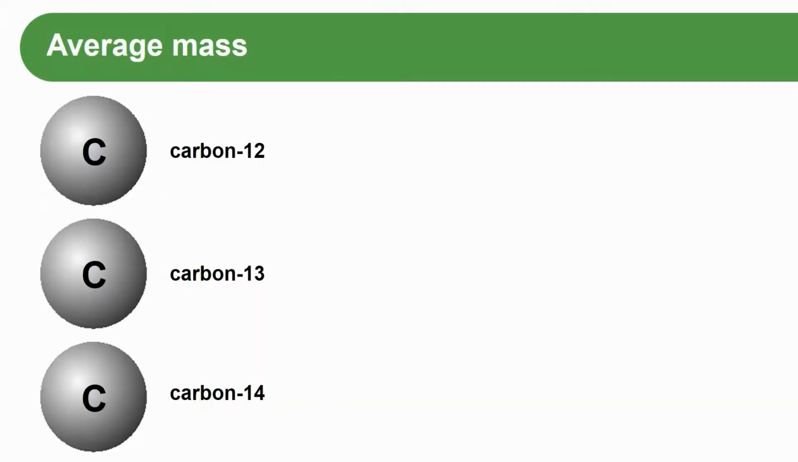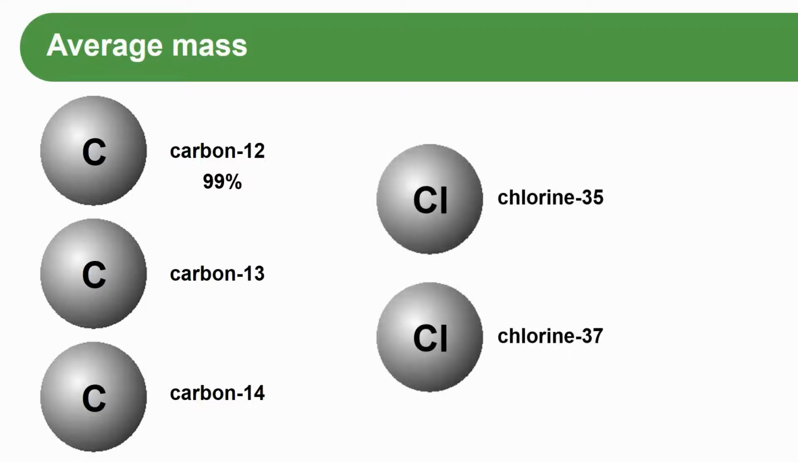Let's look at carbon again as an example. Carbon has 3 types of isotopes: carbon-12, carbon-13, and carbon-14. Because carbon-12 has a very high percentage, therefore the average mass of carbon is 12. But it is different for chlorine. Chlorine has 2 isotopes, chlorine-35 and chlorine-37. And chlorine-35 has a percentage of 75%, and chlorine-37 has 25%. So when we take the average mass, the mass of chlorine is 35.5.